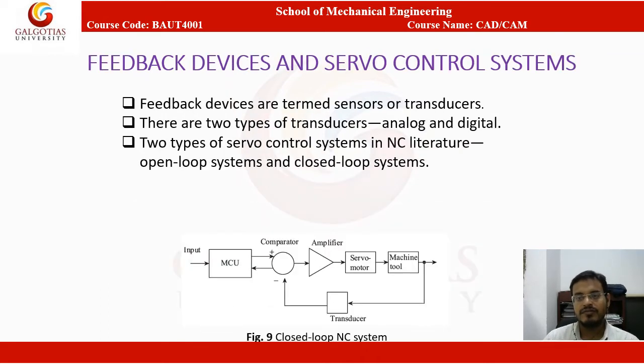Then, feedback devices and servo control systems. Feedback devices are used to maintain the accuracy and adaptability of the machine tools. At each step, feedback is taken. Then we see what the error is and where the error is, and we rectify it. Feedback devices are termed sensors and transducers. There are two types of transducers, analog and digital. There are two types of servo control systems in NC literature: open loop system and closed loop system. In an open loop system there is no feedback, but in a closed loop system there is feedback. Whatever feedback you receive, you accordingly modify the system.